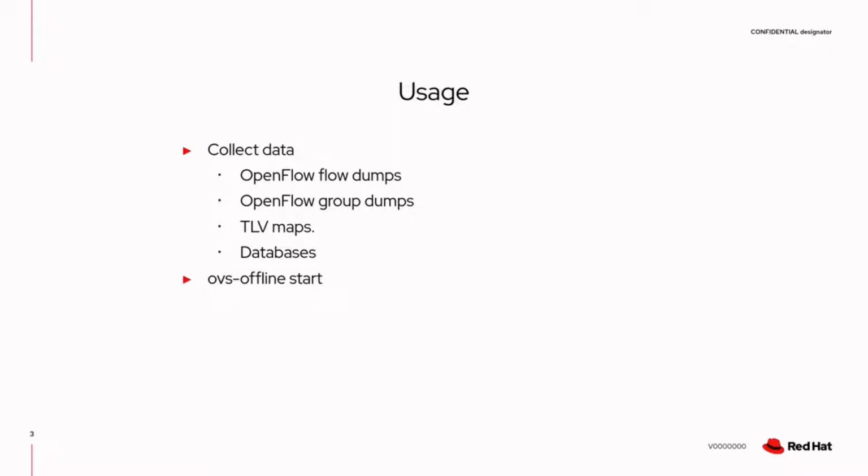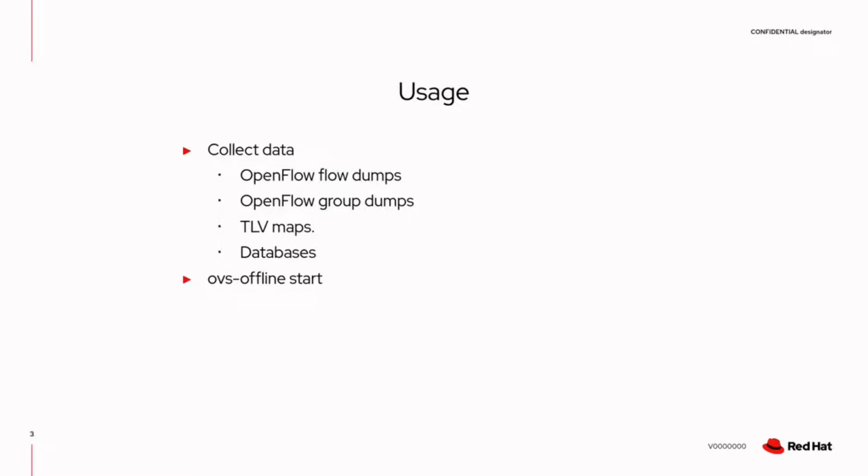It's essentially 2 steps. The first is to collect the data. So we need the flow dumps, the group dumps, the TLV maps. For anyone who's familiar with the OVS save utility, that's essentially what we're doing here. And then we need the databases. So we need the OVS database, the OVN northbound, and the OVN southbound database.